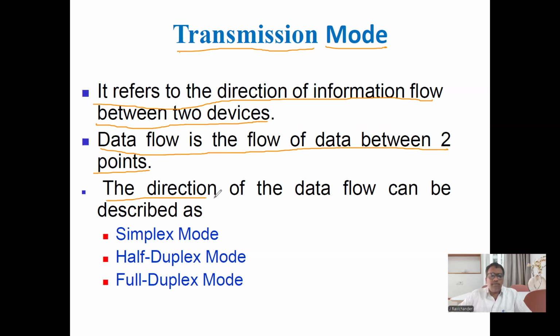So the direction of the data flow can be described as simplex mode, half duplex mode, full duplex mode. There are different modes of operation. One is simplex mode. Another one is half duplex mode. Third one, full duplex mode. It refers to the direction of information flow between the two devices. That is known as transmission mode. There are three types of modes in data communication: simplex, half duplex, and full duplex.